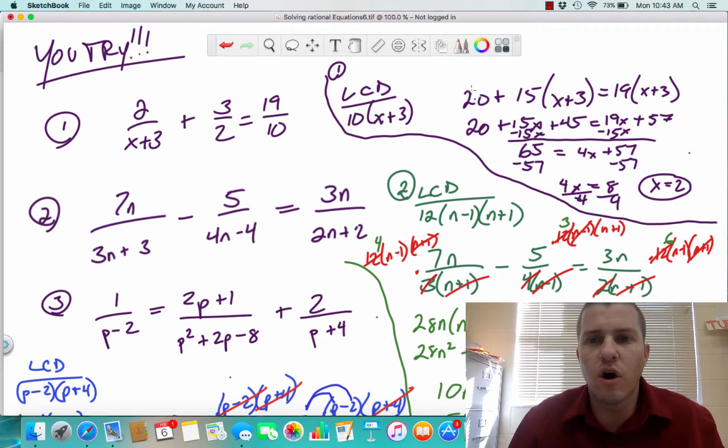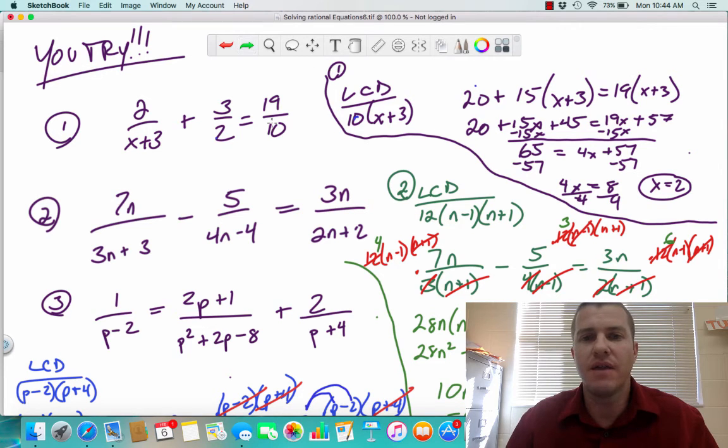Okay, so I have all the work here. I tried to separate it. This was number 1. I did different colors. The LCD is going to be 10 times x plus 3. When I multiplied that to the first one, the x plus 3 is canceled out, so 2 times 10 was 20. And the 2 canceled out with the 10 to become 5, so then I had 5 times 3 is 15, and I still needed to multiply with that x plus 3 there. And then the 10's canceled out here, and 19 times x plus 3, and the work to simplify it is there.